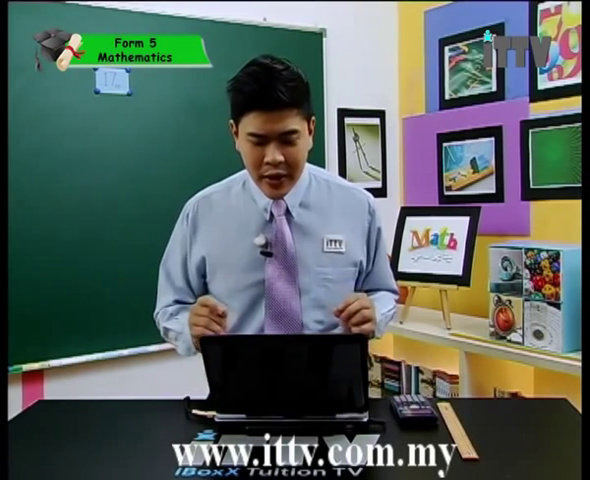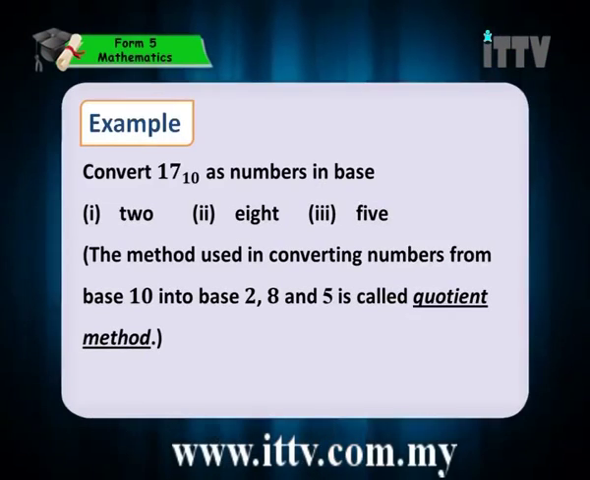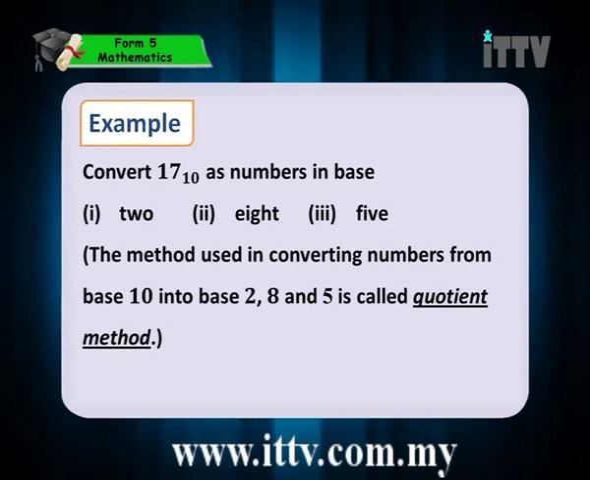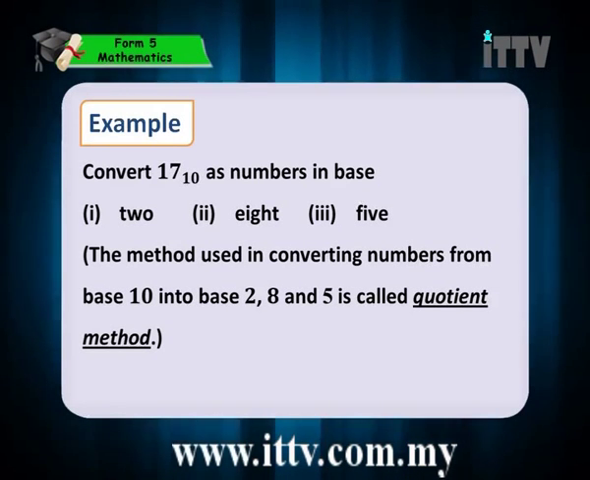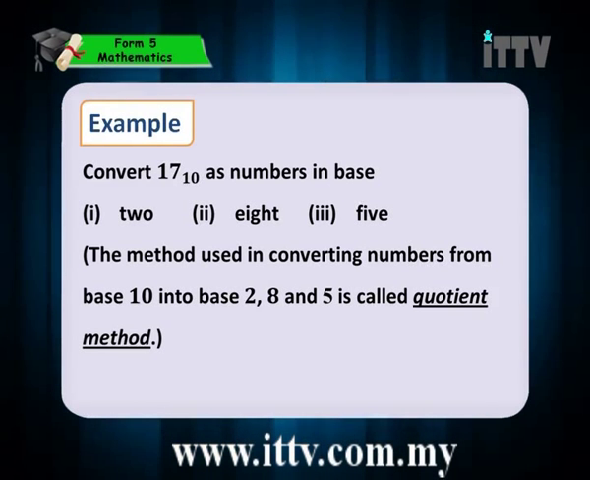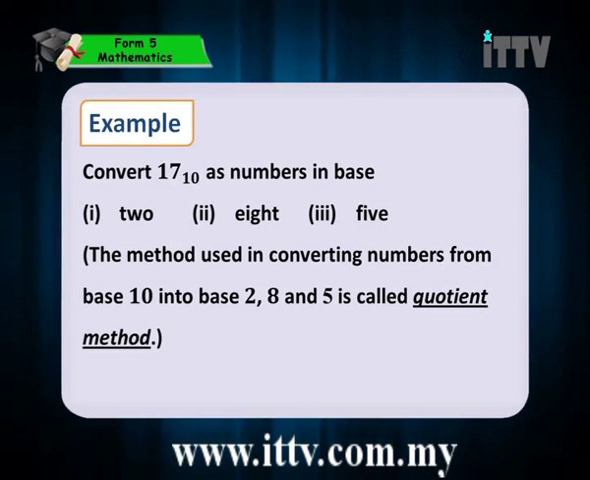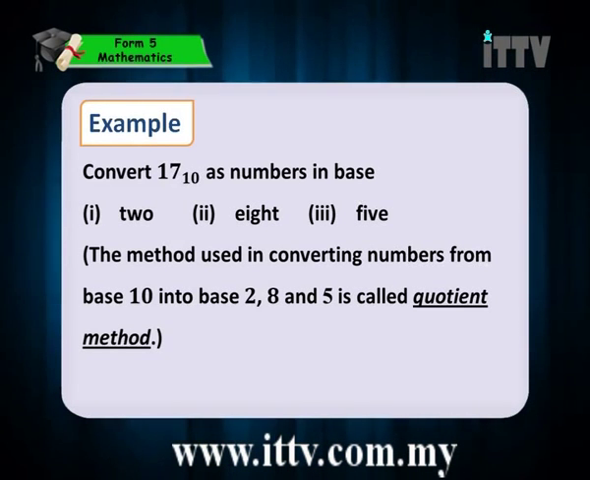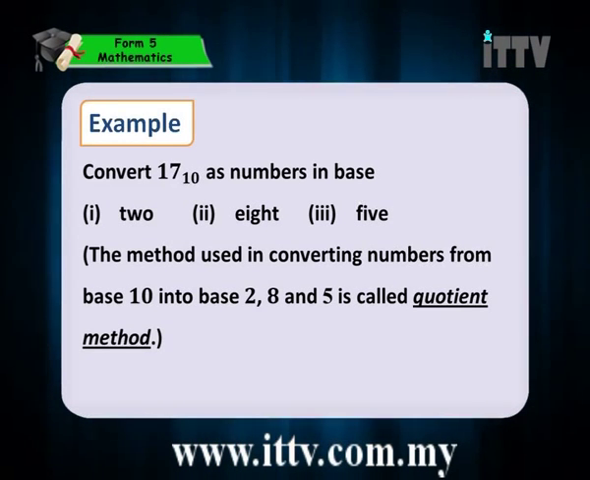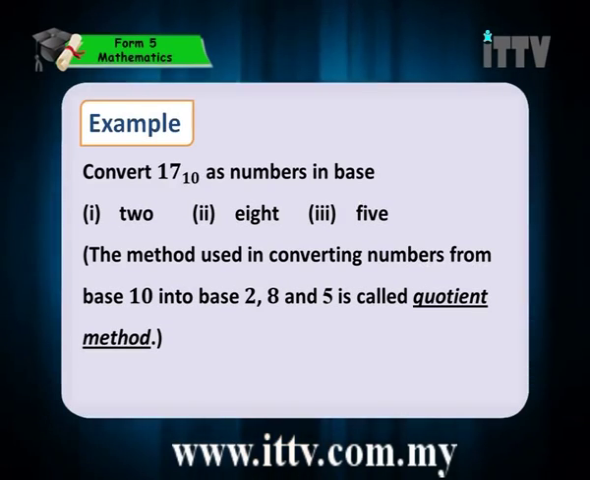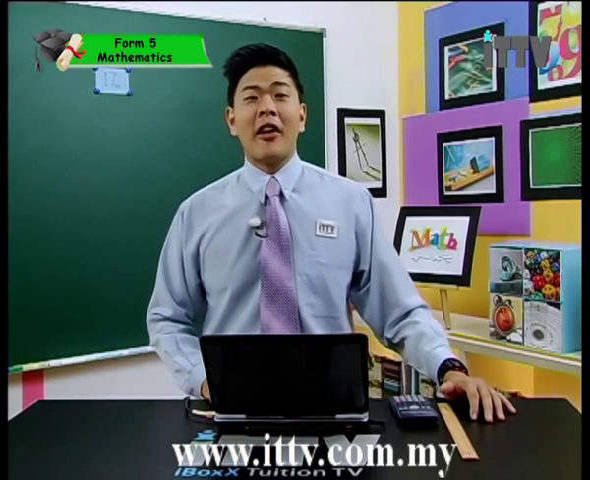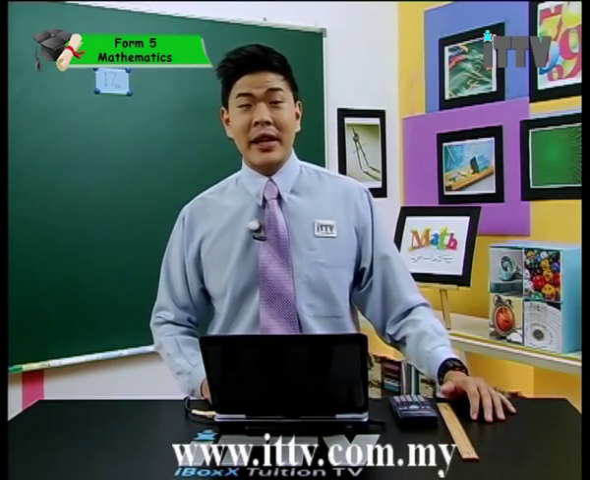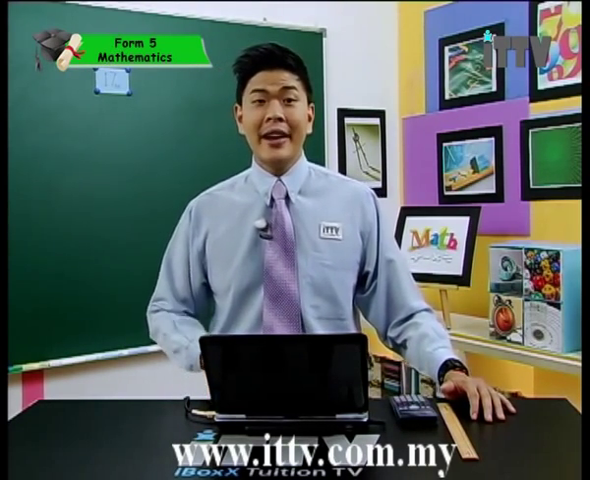Now let's take a look at this example. Convert 17 in base 10 to numbers in base 2, 8, and 5. The method used in converting numbers from base 10 into base 2, 8, and 5 is called the Quotient Method. Now let me bring you to the board and let us convert 17 in base 10 to a number in the 3 other bases.